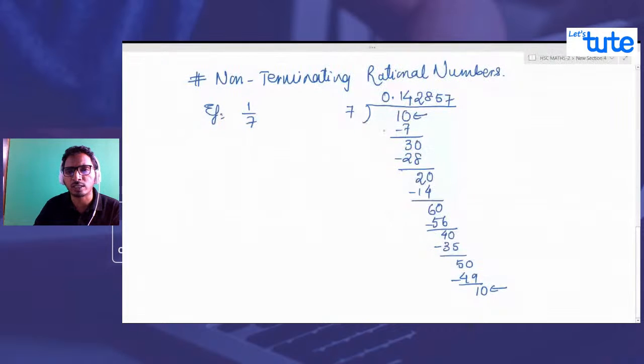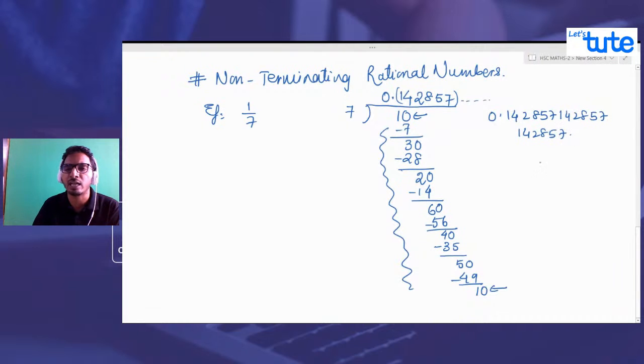Correct. So this process is going to repeat again. That means these numbers are going to repeat again, like 0.142857. Again it will start 142857, and again 142857. In that way it will continue. This is very important. I'll just show you with the red color. We started with 10 and we again reach the same point. So the process we got in this direction will be repeated. Therefore we say that it is a non-terminating rational number.